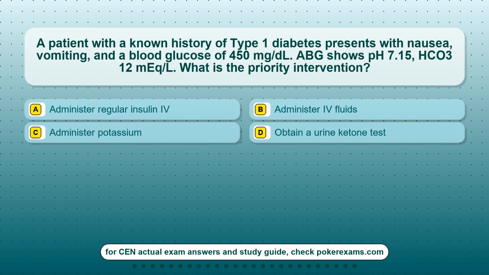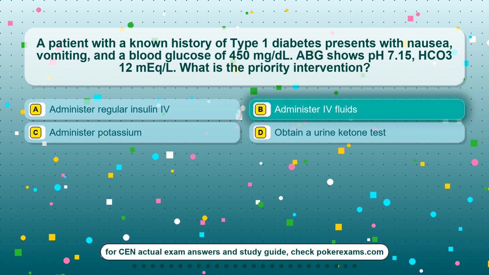Question 15. A patient with a known history of type 1 diabetes presents with nausea, vomiting, and a blood glucose of 450 mg/dL. ABG shows pH 7.15, HCO3 12 milliequivalents per liter. What is the priority intervention? Option A. Administer regular insulin IV. Option B. Administer IV fluids. Option C. Administer potassium. Option D. Obtain a urine ketone test.